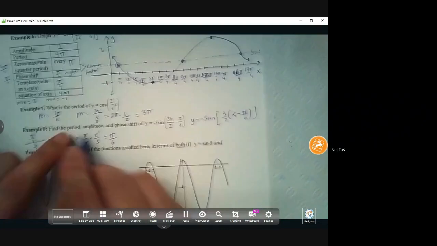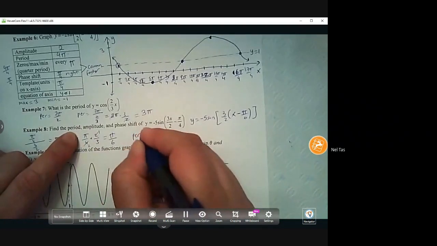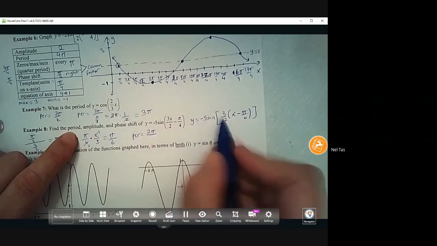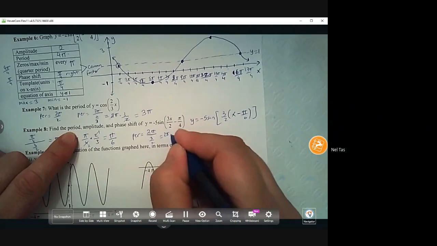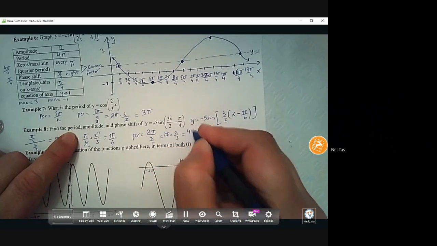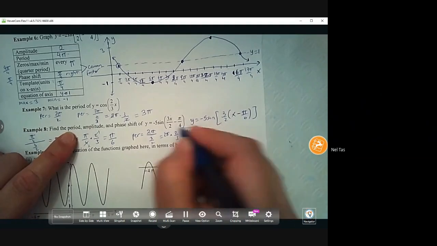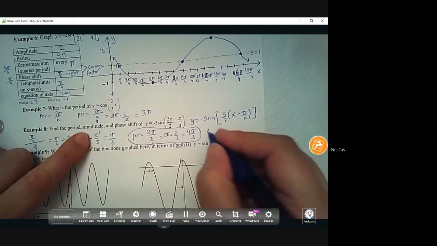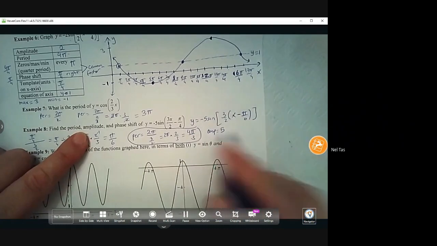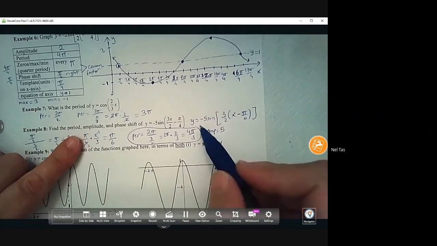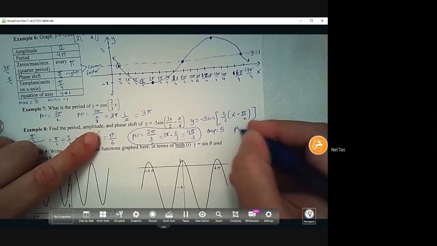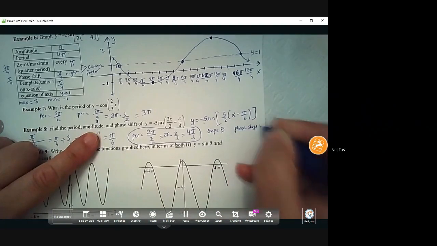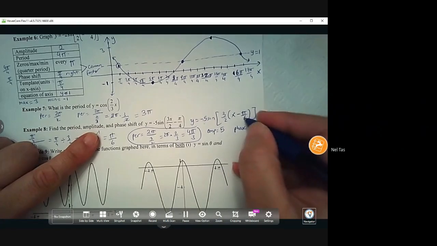Based on this, let's answer the question now. Period: 2 pi over k. K is 3 over 2. So flip the fraction, you get 2 pi times 2 over 3, which is 4 pi over 3. That is the period. Now amplitude, positive 5. Remember, amplitude is always positive, so you take the absolute value of the a value from the equation. Next is phase shift. Now we can see that it is pi over 6 to the right.